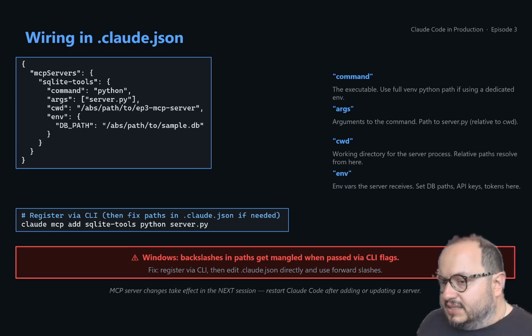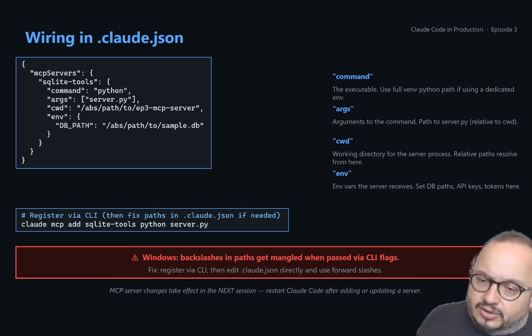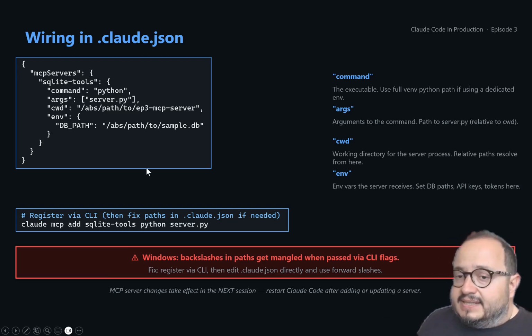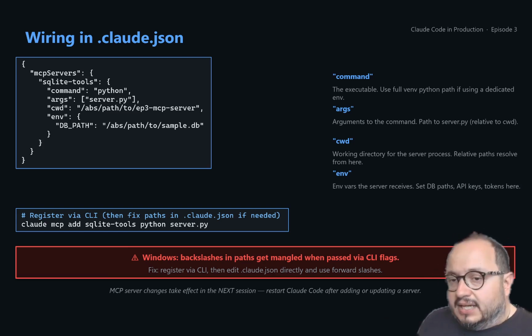The args field lists what follows the command, the path to the server.py. The cwd field is the working directory the server process starts in. This is what determines where relative paths like sample.db are resolved. There is a CLI shortcut, claude mcp add, followed by the name and the command.